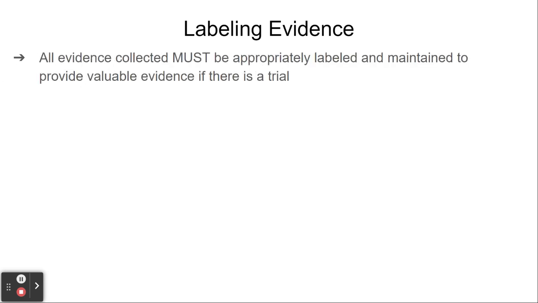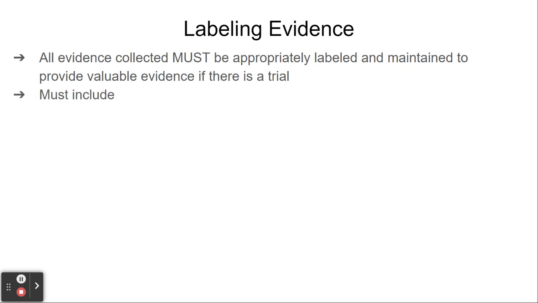Being able to label the different types of evidence, again, labeled and maintained to serve as evidence in the event that there is a trial. Because if it's not collected appropriately, if it's not labeled correctly, if you can't account for its location at all times, it is going to be an inadmissible piece of evidence. And at that point in time, that can become very, very damaging to court cases. So you want to make sure that you have everything as accurate as possible.